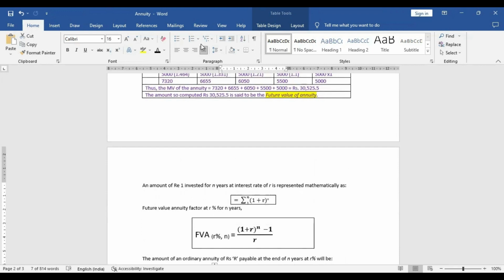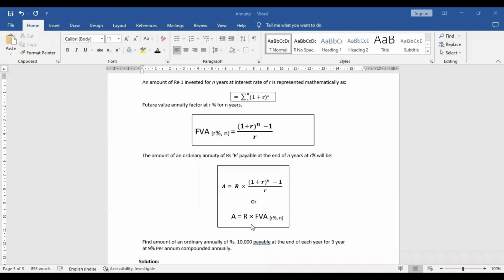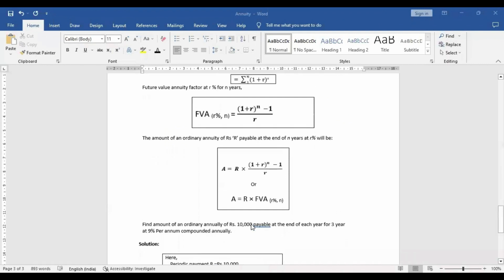The concept is very easy. Just try to understand what the concept says. In this context, you can take a small example also. Like you can read out: find the amount of an ordinary annuity of rupees 10,000 payable at the end of each year for 3 years at 9% per annum compounded annually. Find the amount. Amount here means the future value itself. We are supposed to find the future value.